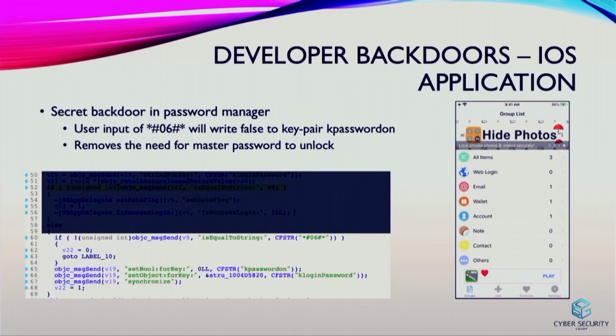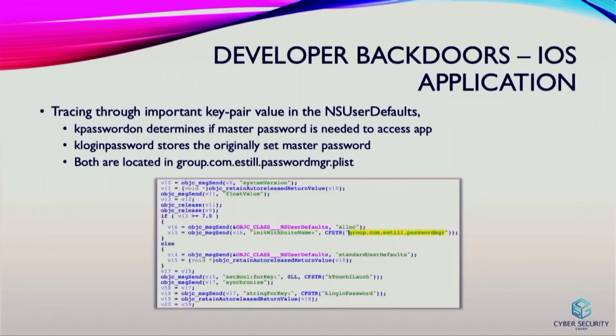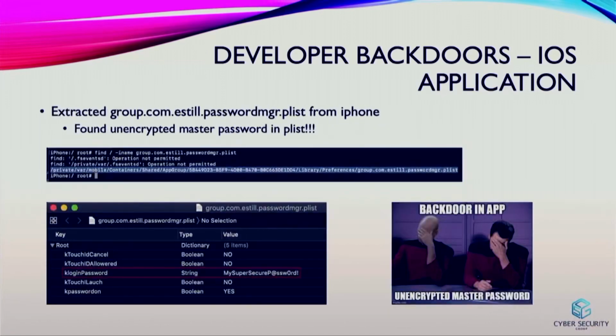Next, we dive further to look at this important key value pair, k password on. We see that k password on determines if the master password is needed to access the app, and k login password stores the originally set master password. Both of these are stored in this group key list file, which we tried to extract. And extracting it, we found another thing from this application. As you can see in the screenshot at the bottom left, for the k login password, it stores my originally set master password.